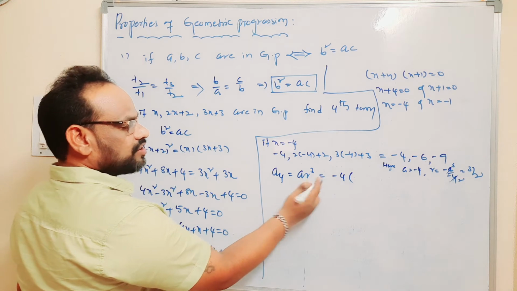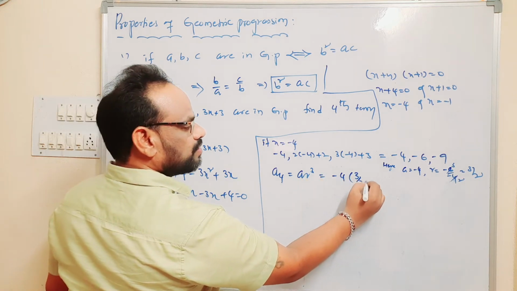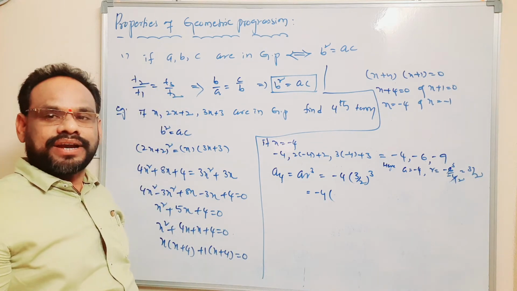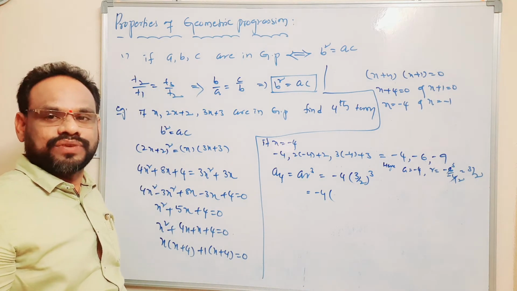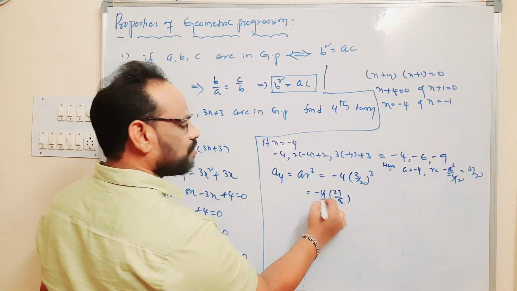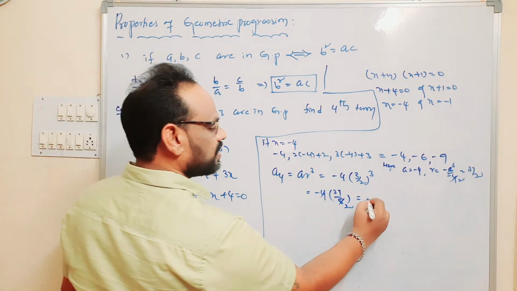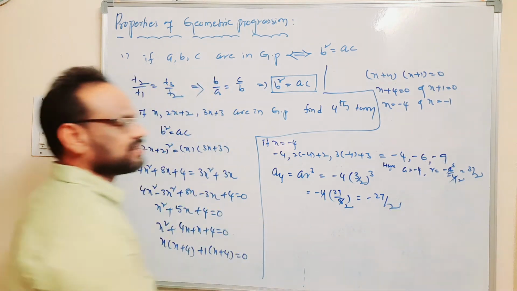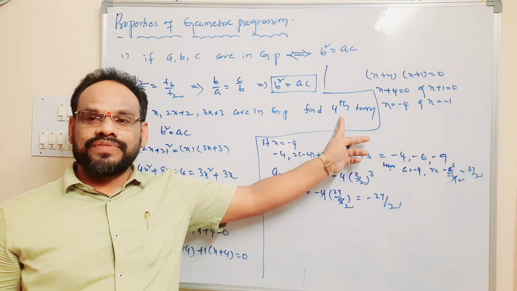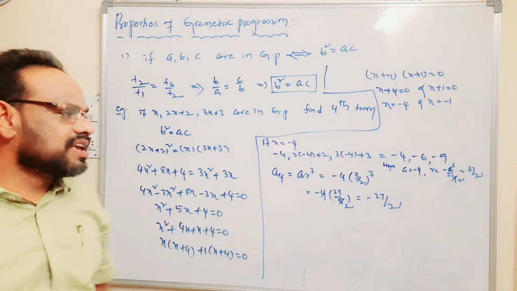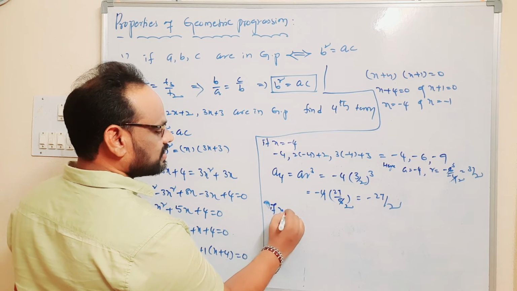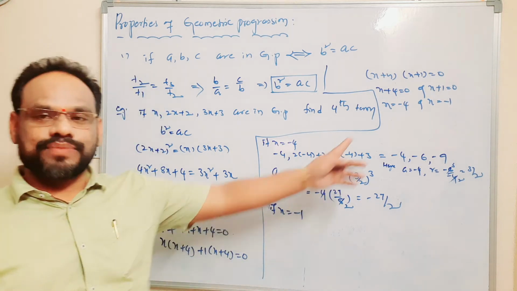So a r cube is minus 4 into 3 by 2 whole cube, that is minus 4 into 3 cube, which is 27, by 2 cube, which is 8. That is 27 by 8. 4 ones are 4, 4 twos are 8, and we get minus 27 by 2. So minus 27 by 2 is the fourth term of the given sequence. Now, if x is equal to minus 1.